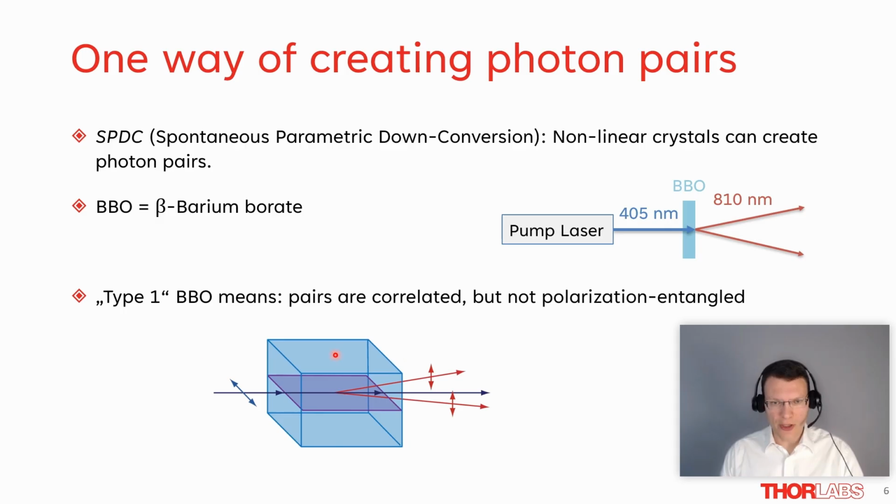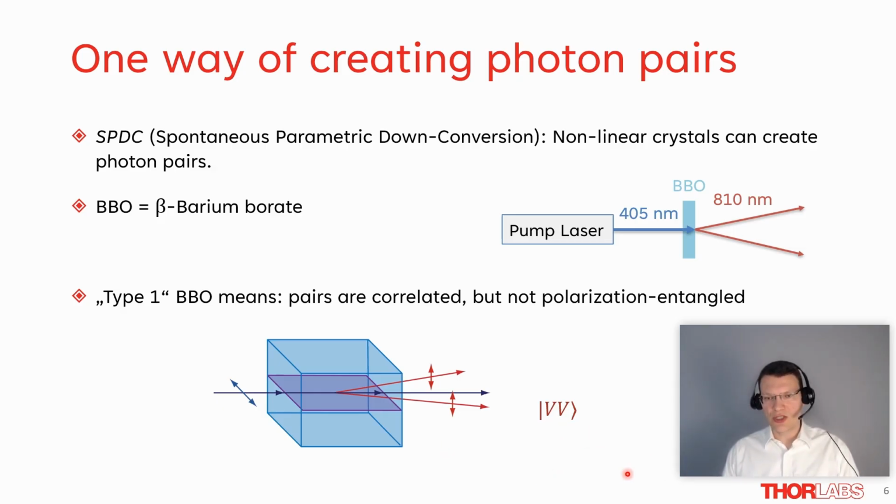So we have our nonlinear crystal here. We have a blue pump laser oriented in horizontal polarization. And if the crystal and the pump fulfill certain conditions, you're generating photon pairs. And as you can see here, the polarization of the pairs is perpendicular to the pump. So if I'm coming in with horizontal polarization for the pump, what I'm getting out is VV.